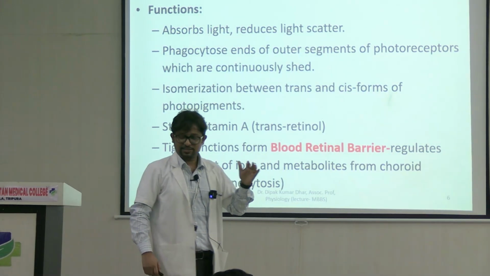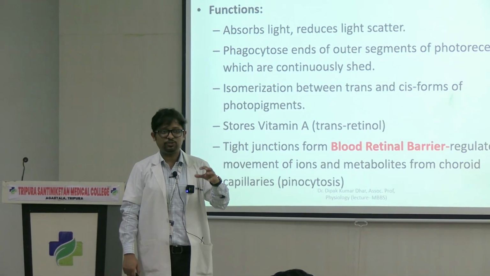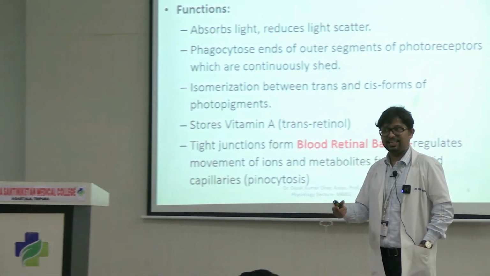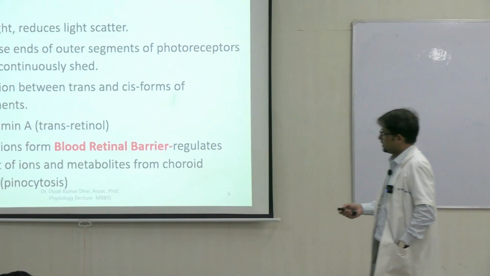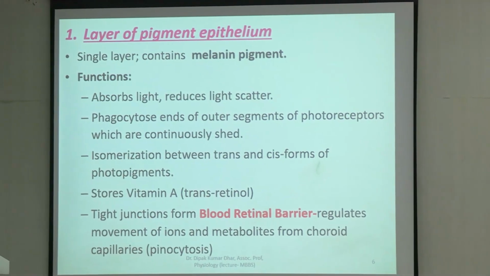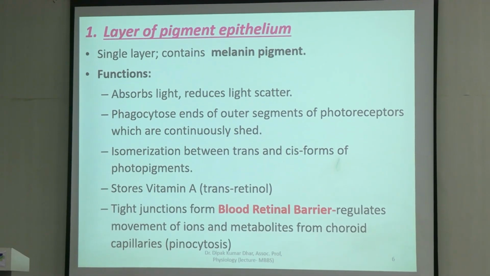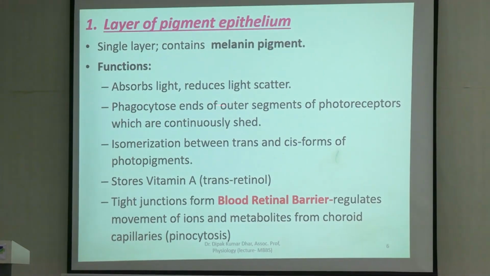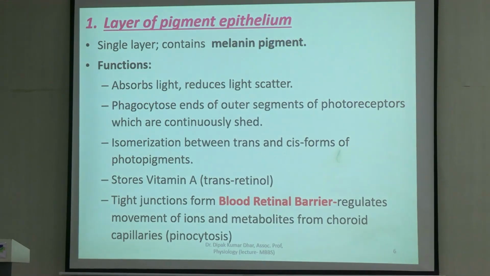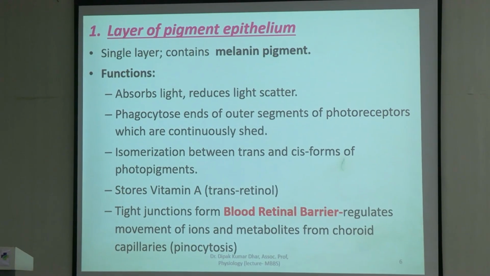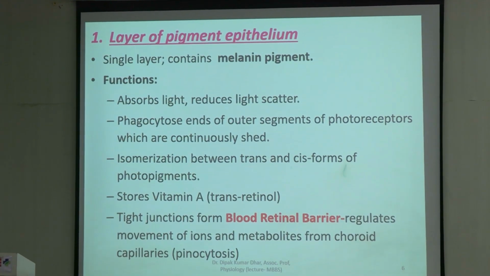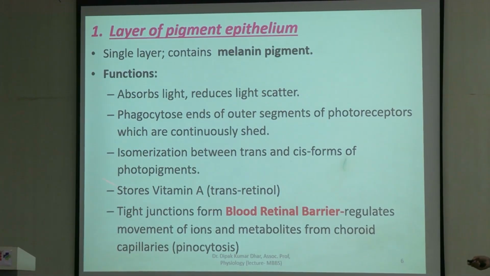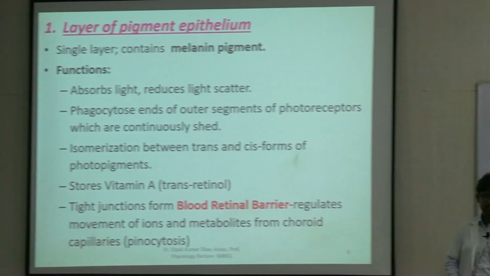Only thing is, the degree to which this glare happens in patients of albinism is very high, to the extent that nothing can be seen actually. So the first function is that it reduces light scatter. Second function, the pigment epithelium also helps in phagocytosis, phagocytosing the outer segments of photoreceptors which are continuously shed. It also helps in isomerization between trans and cis forms of the photoreceptor pigments. It also serves as storage of vitamin A.